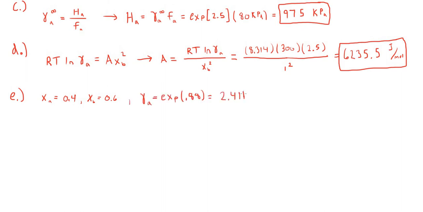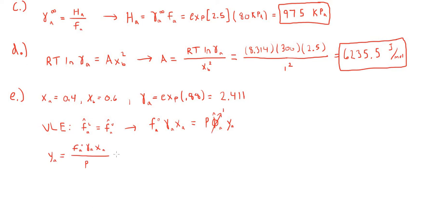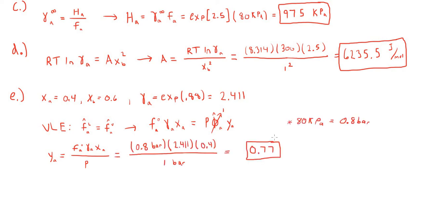This mixture is at vapor-liquid equilibrium, and at equilibrium, the fugacity of species A in the liquid phase is going to be equal to the fugacity of species A in the vapor phase. Plugging in the expressions for the liquid and vapor fugacities of A in the mixture, we get the following. Since we're at a pressure of 1 bar, it's safe to assume that the vapor is going to behave ideally and that the fugacity coefficient of the vapor phase is going to be 1. Once you rearrange the equation to be equal to YA, we have all the numbers that we need, so we just plug in and solve. Our final answer is that the mole fraction of A in the vapor phase is 0.77.